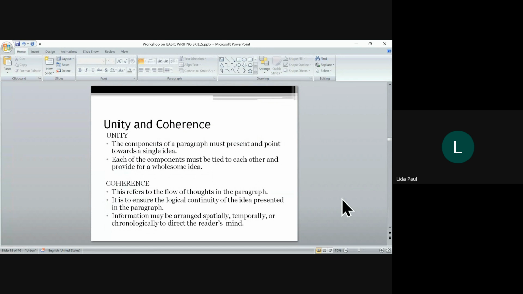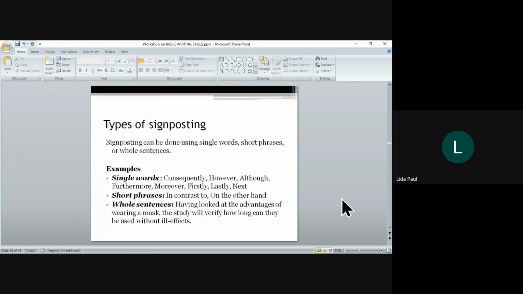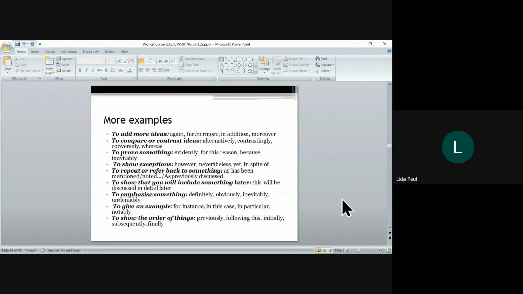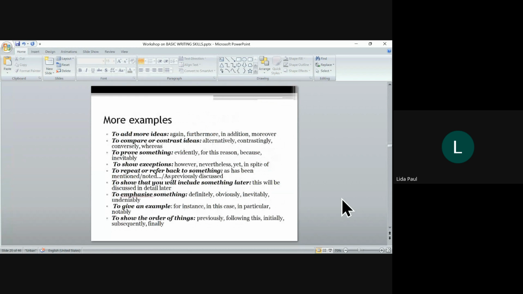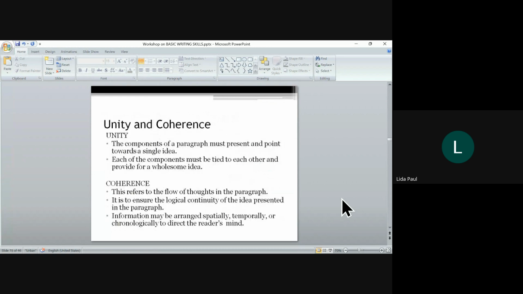Maybe I'll just discuss the unity and coherence thing and stop for today. Signposting, and maybe even signposting, I'll just show you. So from strategies, maybe we can start tomorrow. Okay. So just two things, very short. It will not take more than 10 minutes to do that.